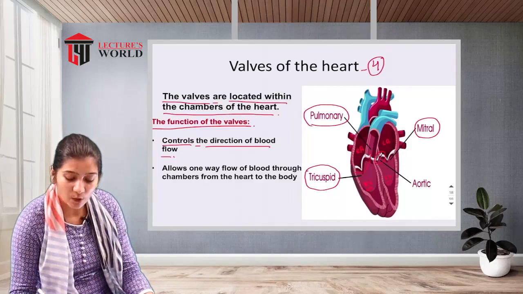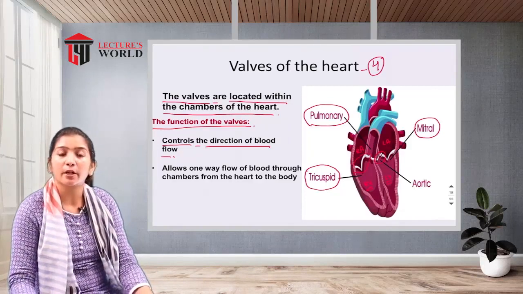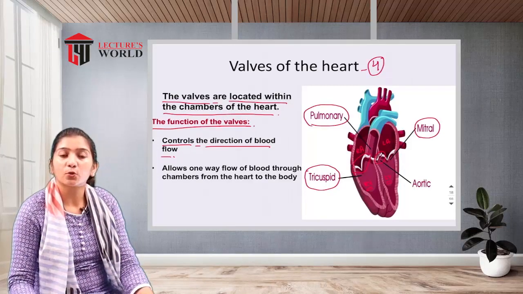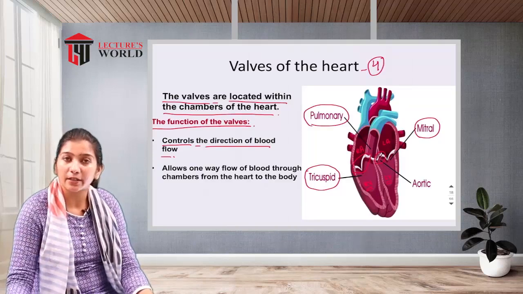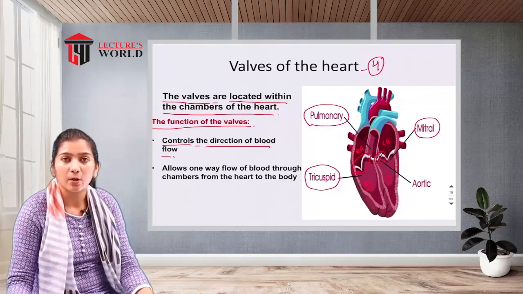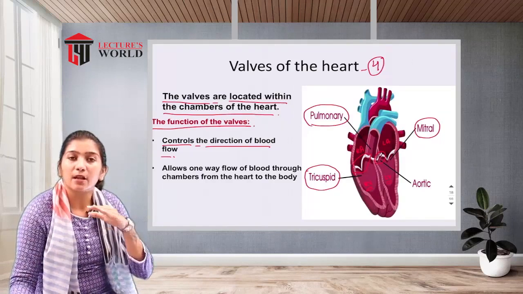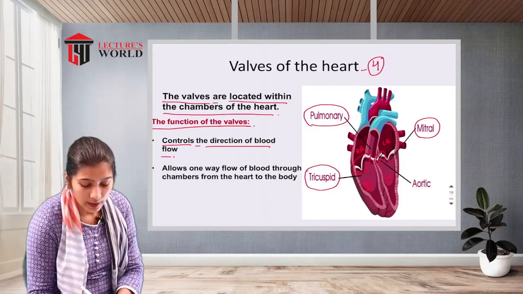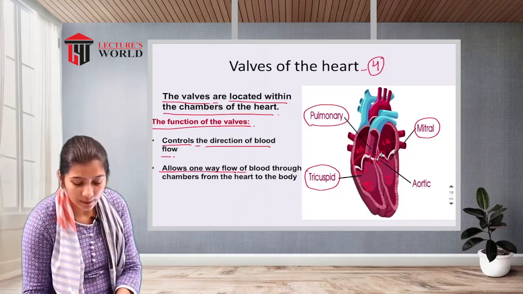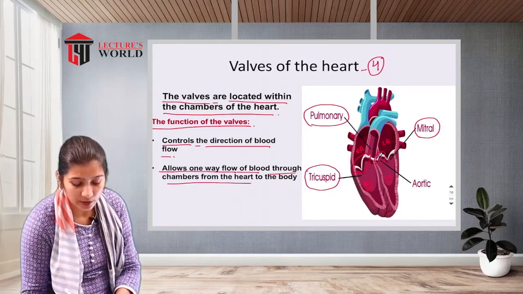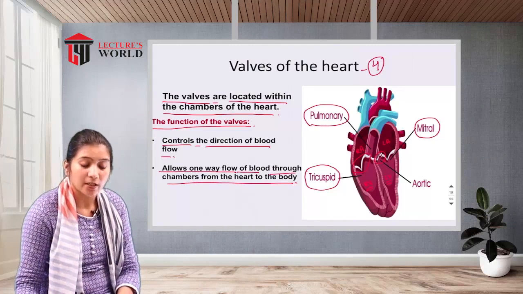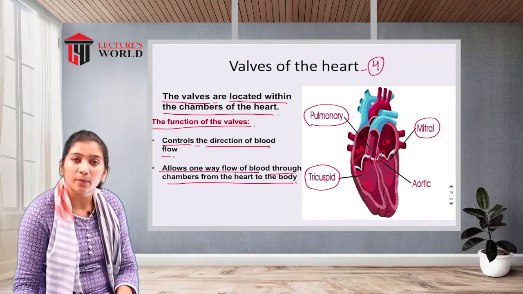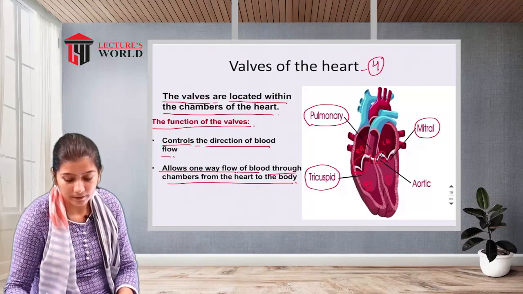If there is no valve present between the chambers, what happens? The blood will push back out to the right atrium or left atrium. So the valve is controlling the flow of the blood. It allows one-way flow of the blood through the chambers from the heart to the body. So it is allowing the one-way flow of the blood in the heart.